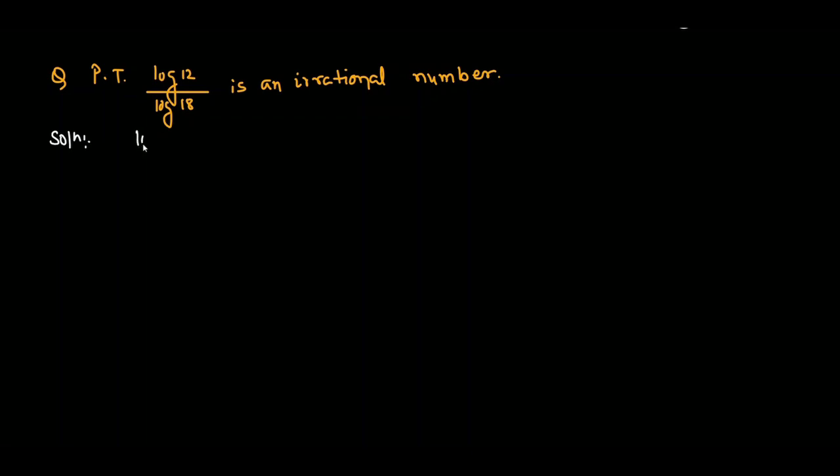Now I am taking log of 12 by log of 18, and by using the base changing formula, we can write it as a rational number, which is equal to a by b, where a and b are both integers with the condition that b cannot be 0, and the GCF of a and b is 1.